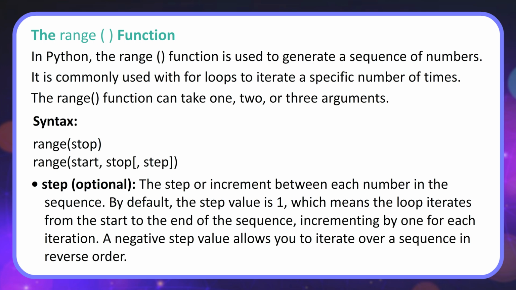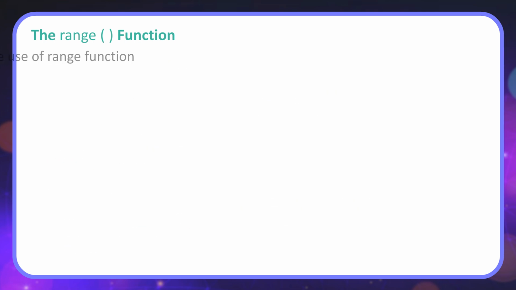Step, optional, the step or increment between each number in the sequence. By default, the step value is 1, which means the loop iterates from the start to the end of the sequence, incrementing by 1 for each iteration. A negative step value allows you to iterate over a sequence in reverse order.